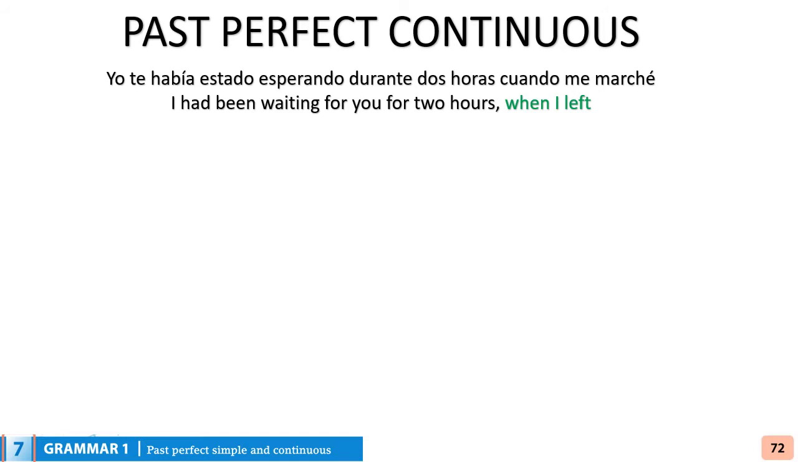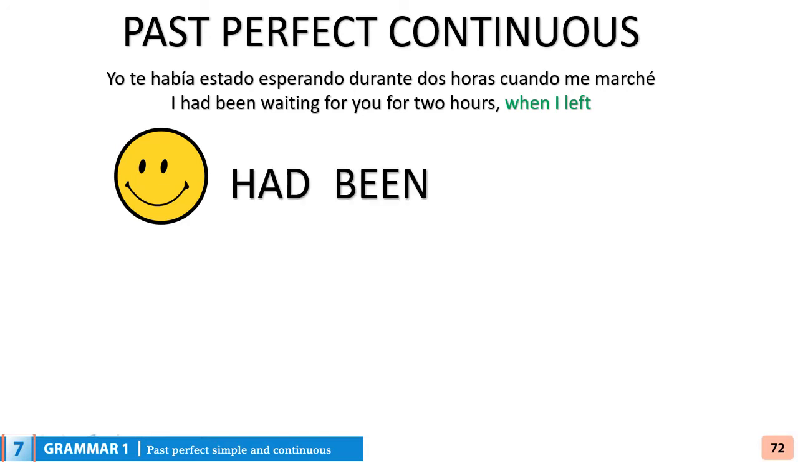So this is the structure. You get a subject. After that you have to write had, then been all the time, had been, and then the verb. You have to write it down and then in ing, okay? I had been waiting for you. Yo te había estado esperando.